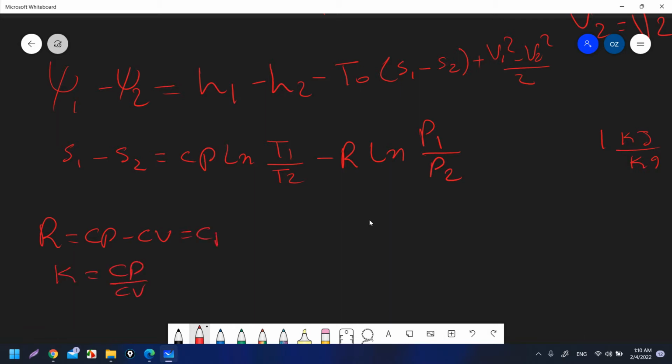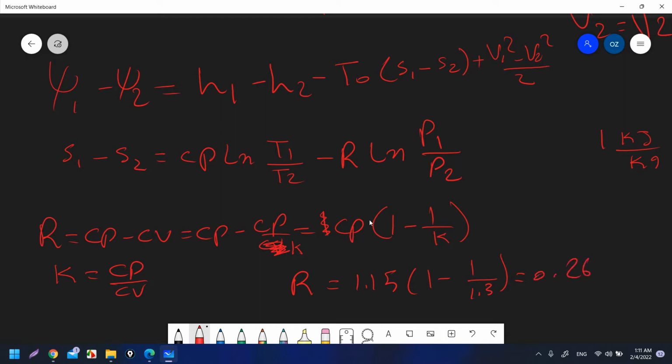So R is equal to Cp minus Cp over k, and if we take the constant pressure specific heat as a common factor, it will give me 1 minus 1 over k, where this one is k. And then R is equal to Cp, which is 1.15, times 1 minus 1 over k, where k is 1.3. This will give you R is 0.2654 kilojoule per kilogram Kelvin, the unit of the specific entropy.